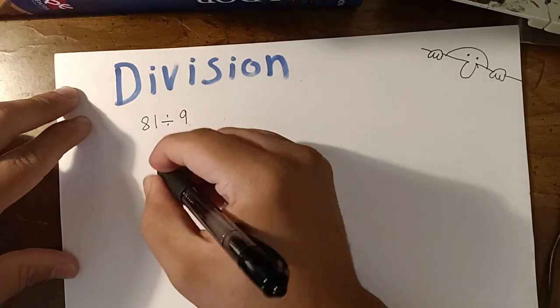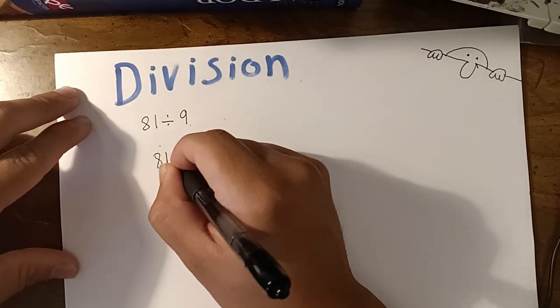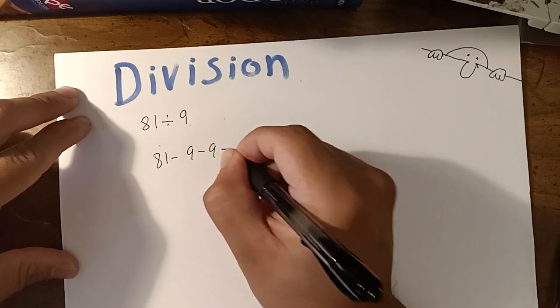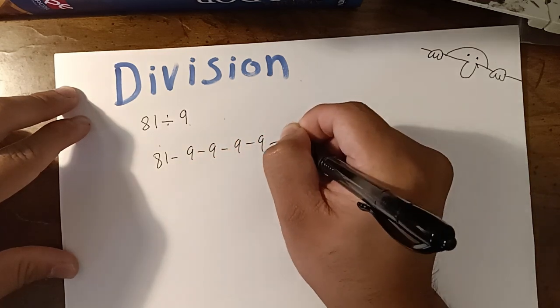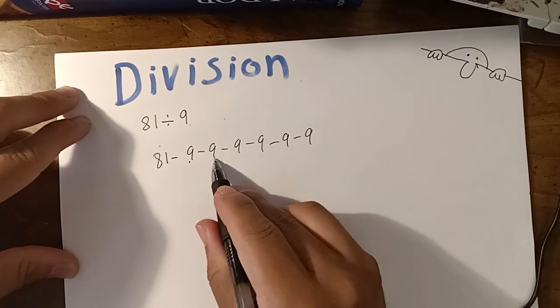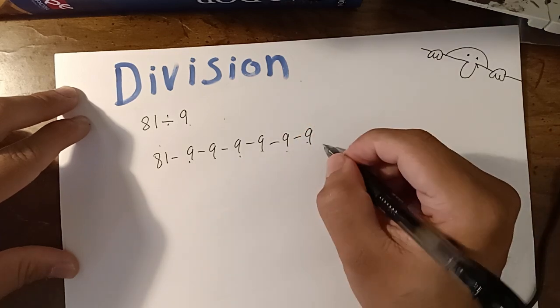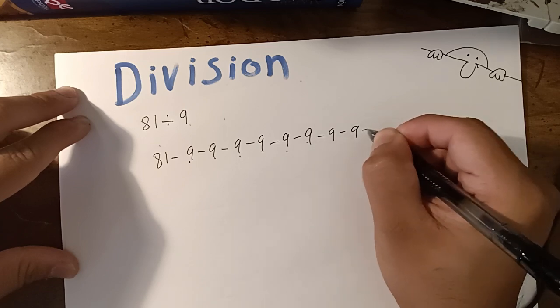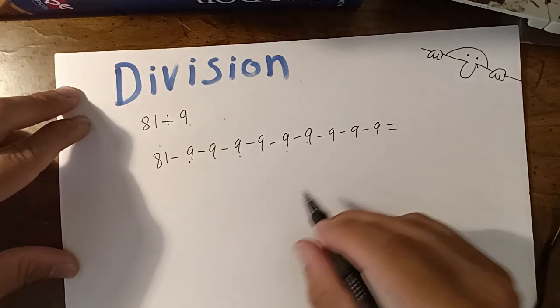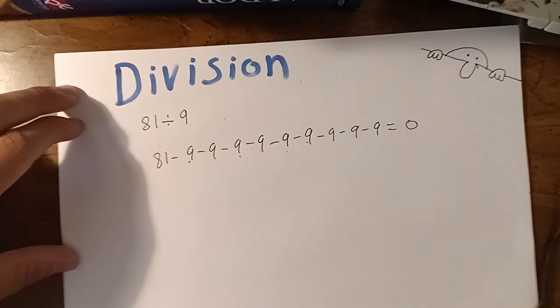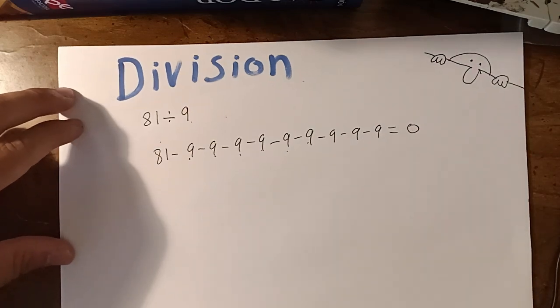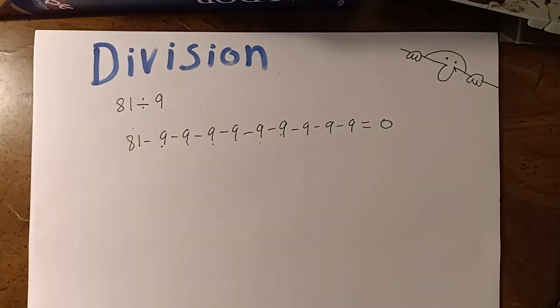The reason that is, is because we did 81 minus 9 minus 9 minus 9 minus 9 minus 9 minus 9, right? 1, 2, 3, 4, 5, 6. If you did this, you would just get 0. If you don't believe me, you can subtract it out on your own, or you can use a calculator to check me. But that's what you're doing when you're dividing.